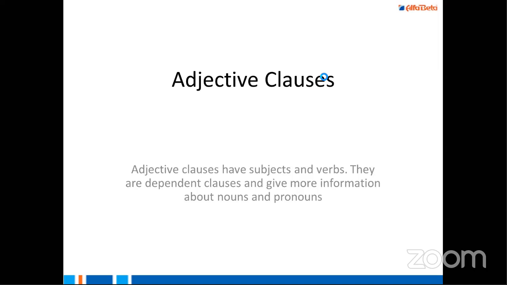For example, he is a tall man. The noun man has been described by tall. So tall is the adjective. Or she is very kind. Kind describes the pronoun she. So kind is the adjective here. So adjective clauses function just like adjectives. They describe things and persons and places.